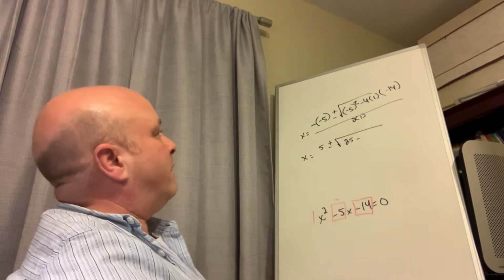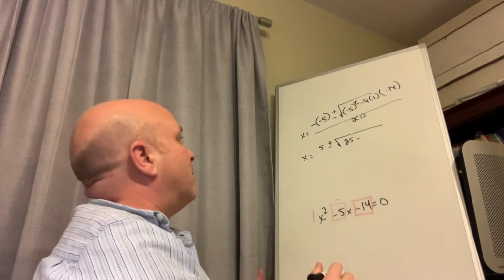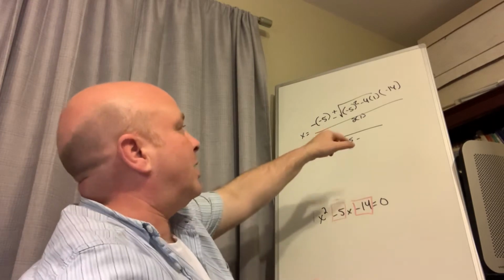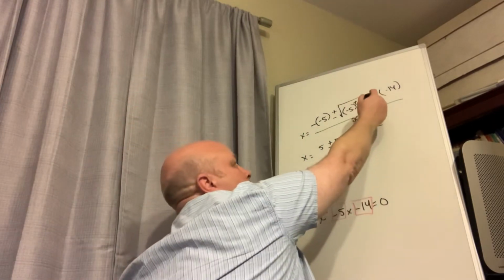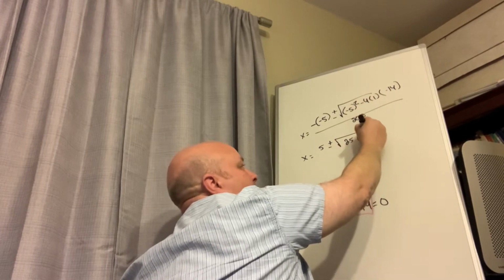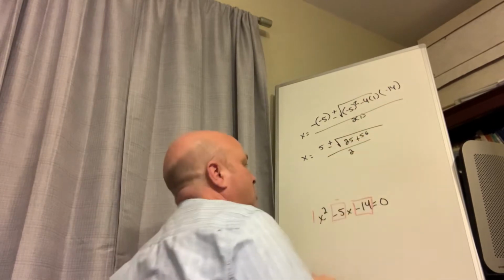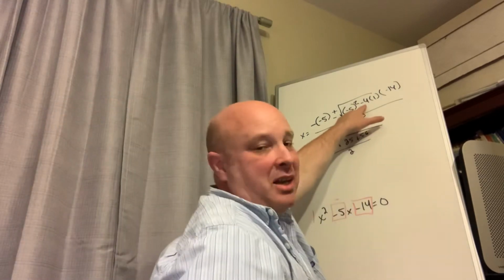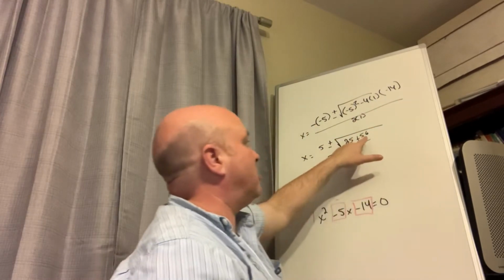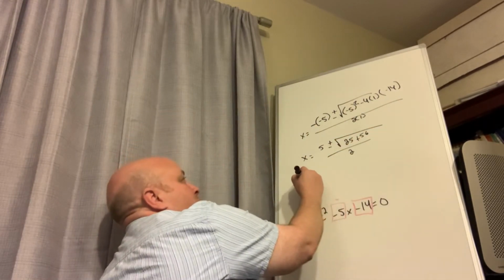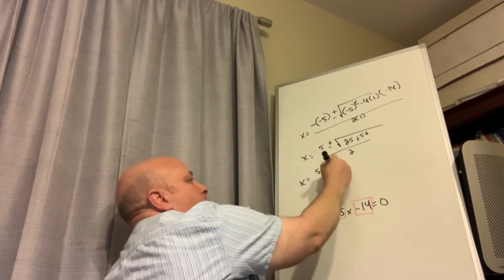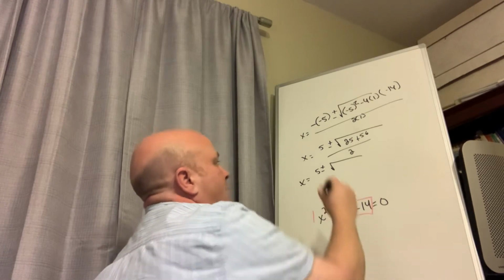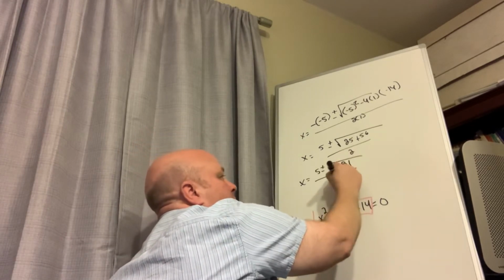So 25 plus 56. I'm sorry, that's plus 56, because negative 4 times 1 times negative 14 is going to be a positive 56. All of this over 2 times 1, which is 2, okay? So minus 4AC, this up here, is negative 4 times positive 1 times negative 14, and it gives us a positive 56. All right, so X equals 5 plus or minus the square root of 81. All of this is over 2.